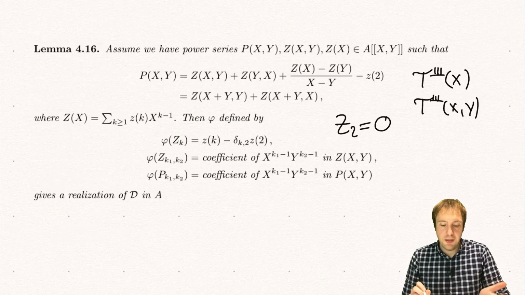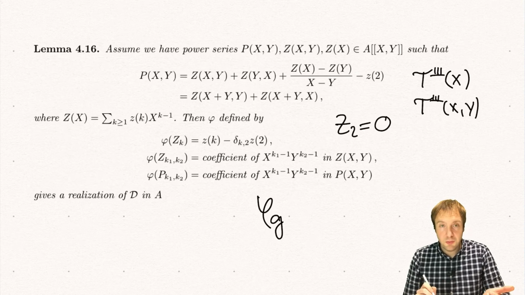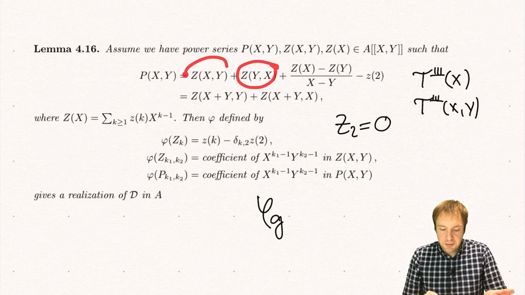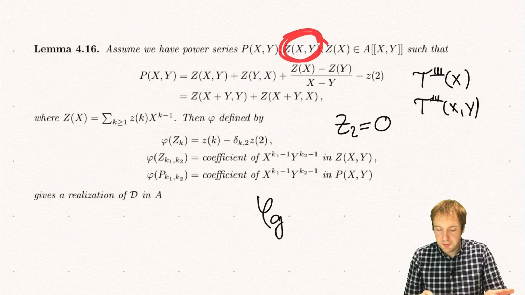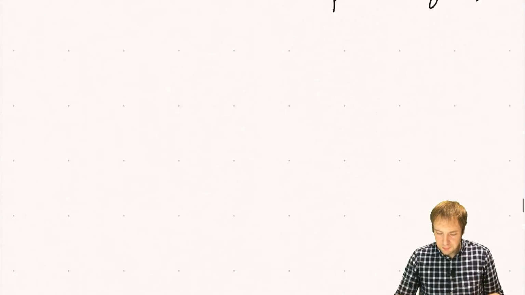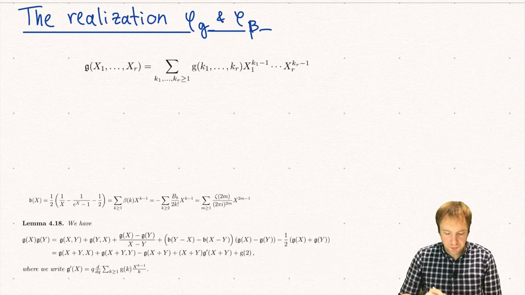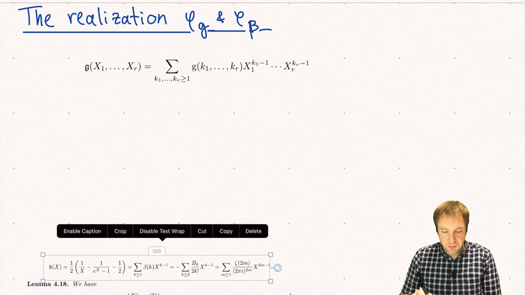And if we want to find, for example, our phi g, which in depth 1 should be just given by this Q series G, then we need to consider this Z to be the generating series of this G, and we construct this generating series in depth 2 explicitly out of this. So let's do this.